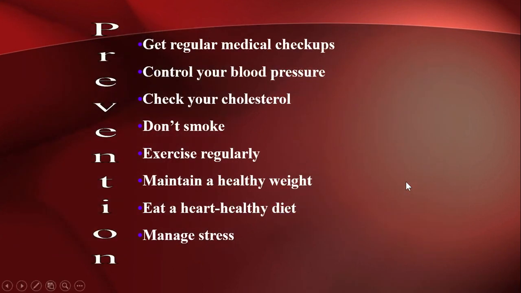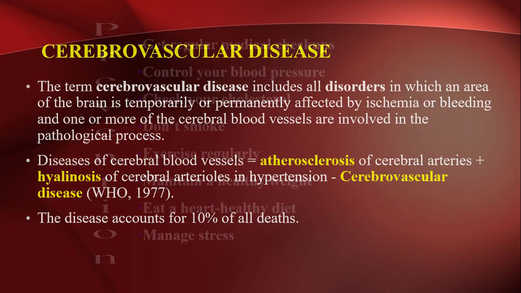The key points for the prevention of ischemic heart disease: get regular medical checkups, control your blood pressure, check your cholesterol, do not smoke, exercise regularly, maintain a healthy weight, eat a heart-healthy diet, and manage stress.